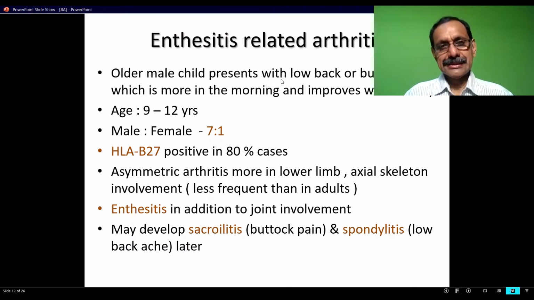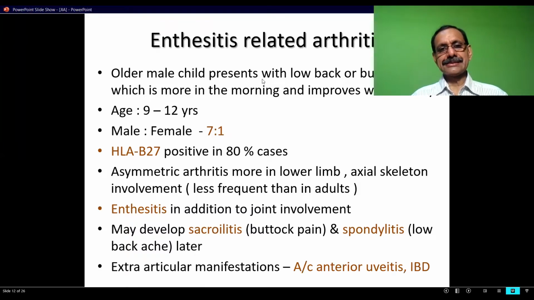And arthritis may affect any joint, but peculiar to this subtype are sacroiliitis, spondylitis and enthesitis. So this affects boys, older age group boys. So that is peculiar in this, and it has extra-articular manifestations. Extra-articular manifestations like uveitis are also present in oligoarticular juvenile idiopathic arthritis.